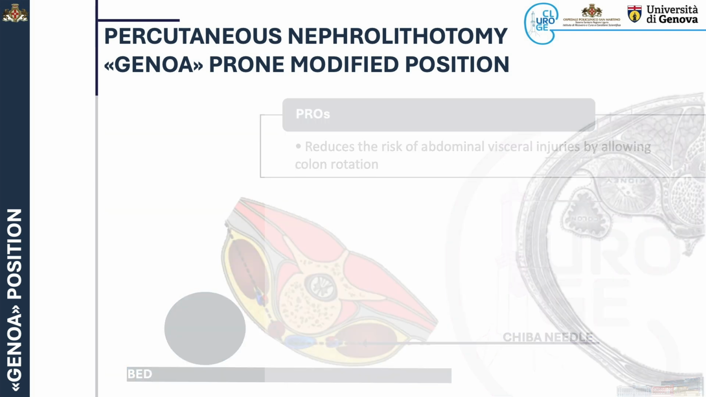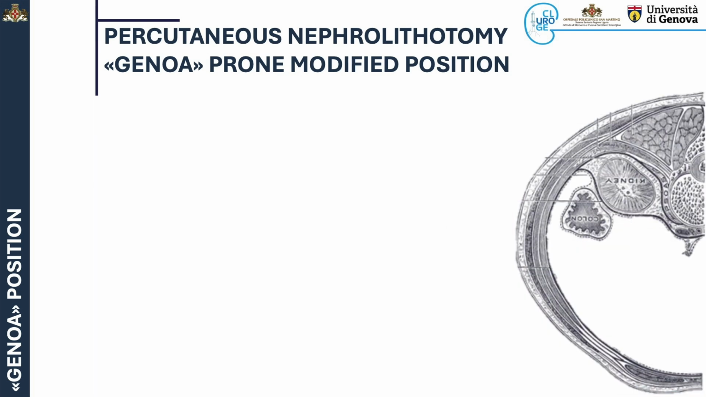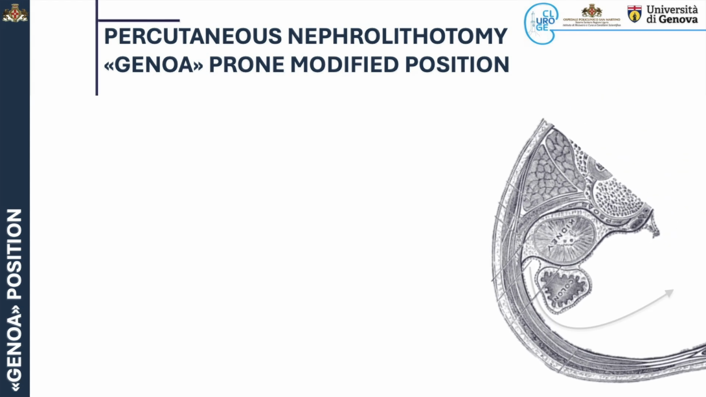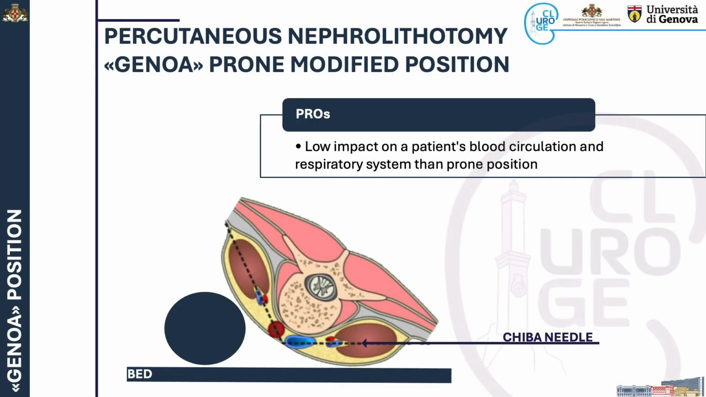Additionally, the axial rotation of the body shifts intra-abdominal viscera medially, driven by retroperitoneal pressure, thereby reducing the risk of iatrogenic injury during puncture and tract dilation. This rotation also improves thoracic expansion on the contralateral side, minimizing ventilatory difficulties commonly associated with conventional prone positioning.